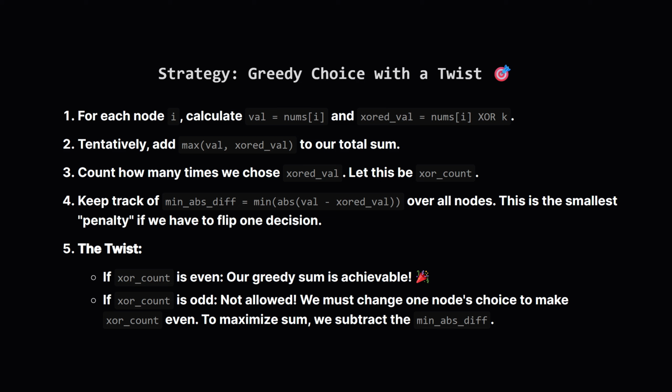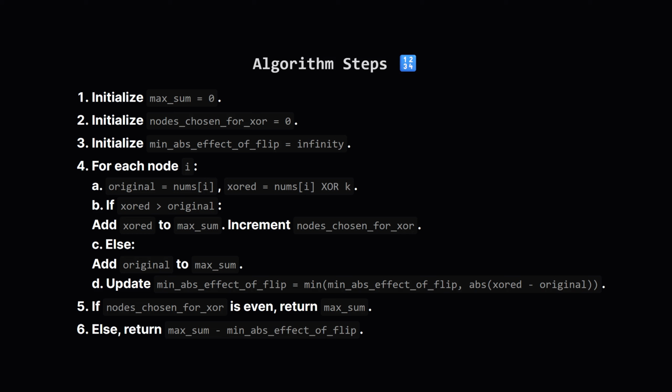Now for the twist. If our XOR count, the number of nodes we chose to XOR, is an even number, then great. Our greedy sum is the answer because we're allowed to XOR an even number of nodes. But, if the XOR count is odd, that's not allowed. We must change our decision for one node to make the count even. To keep our sum as high as possible, we should make the change that hurts us the least. That means we subtract that smallest absolute difference we found earlier from our greedy sum. Let's formalize that into steps.